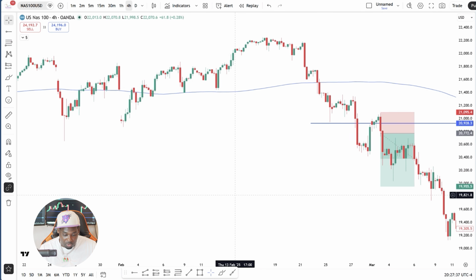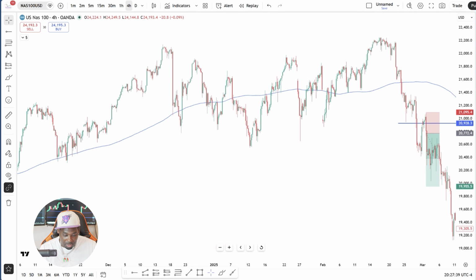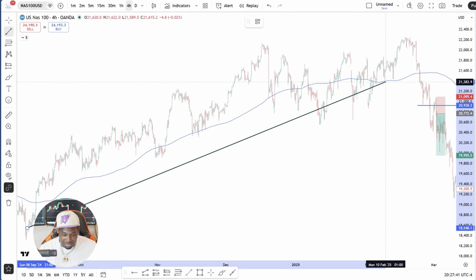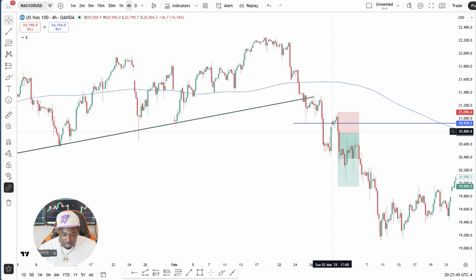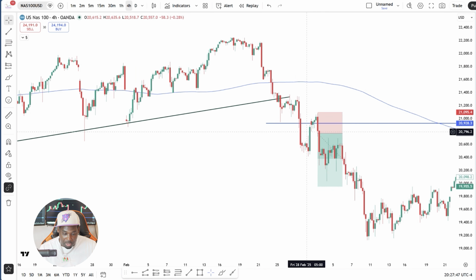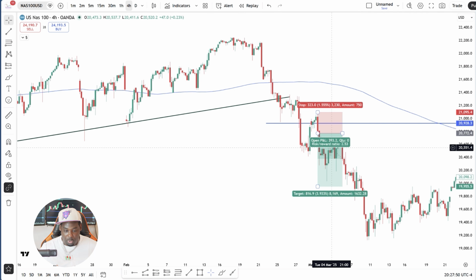So again, looking for a trend line break. You just don't want it to break just a little bit. You want it to break and then continue to make higher highs or lower lows. And then you take that pullback to that level for that continuation, right? So let's go to the next one.